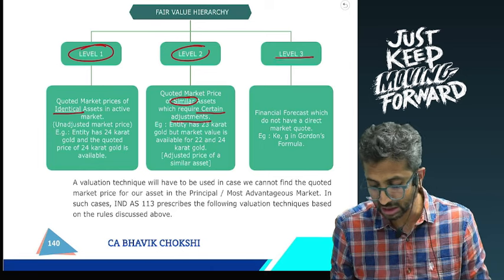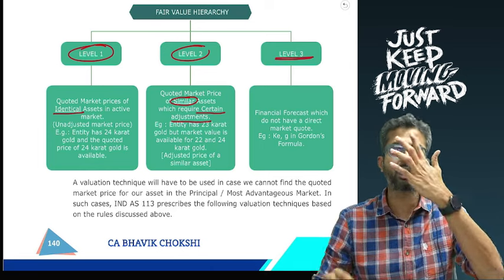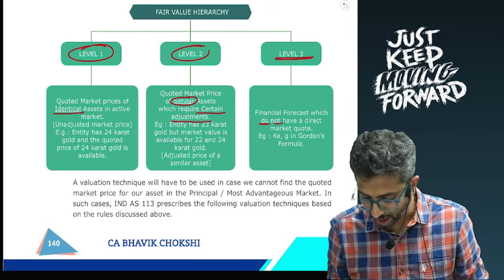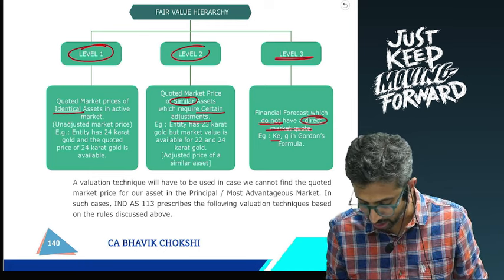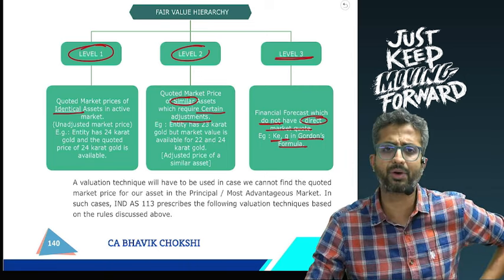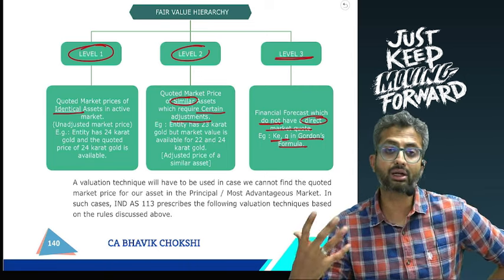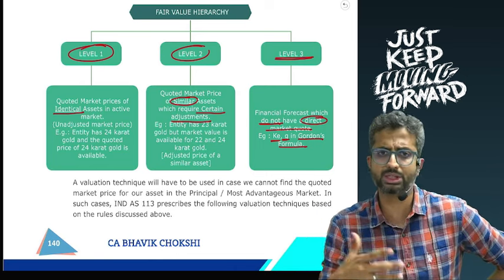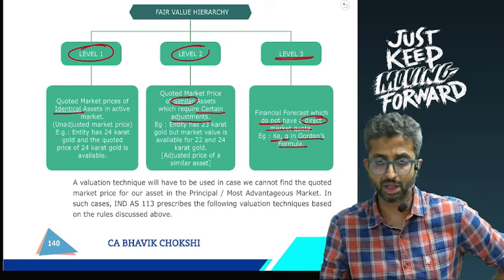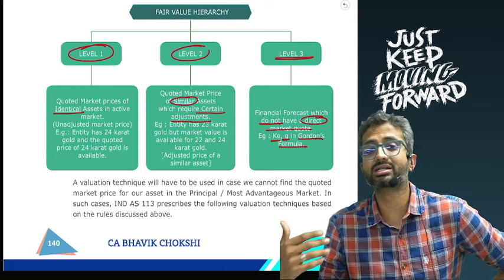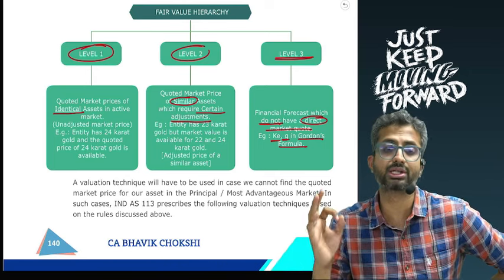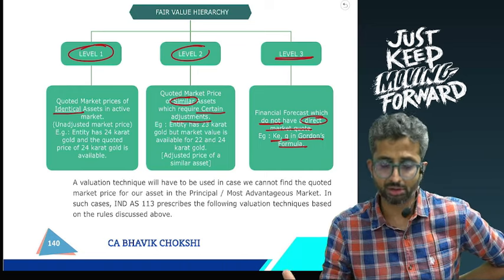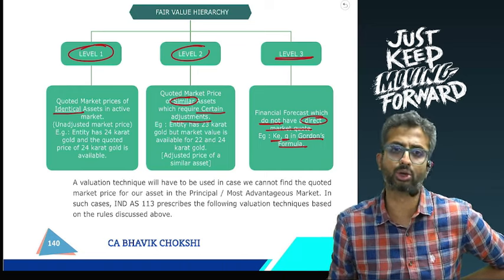And last is a level 3 category input. When you look at level 3 category, this is financial forecast, which means if you do not have a direct market quote, like Ke or g in the Gordon's formula, financial forecast. If I do not have a direct quote of my company, like SpaceX of Elon Musk, which is not listed and does not even have a comparable company, I will have to use some other methods using forecasts, in which case it is a level 3 category valuation. Generally, if possible, you will try to do the valuation using level 1. If not possible, then level 2, and if not possible, using level 3.